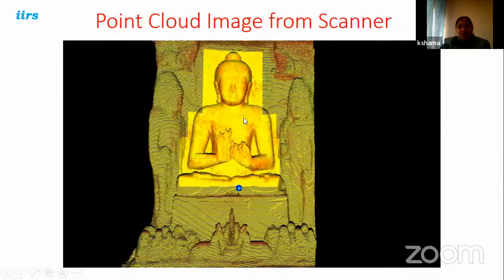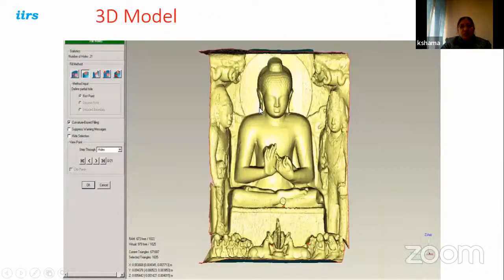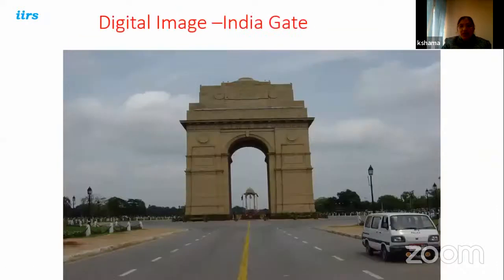Like this is a point cloud, and now you can see that this point cloud has been utilized to prepare a 3D model. So now all the details, very minute details, have been captured in this, because it goes up to millimeter levels. So you can capture even very minute details of your heritage structures, even statues and so many other things.